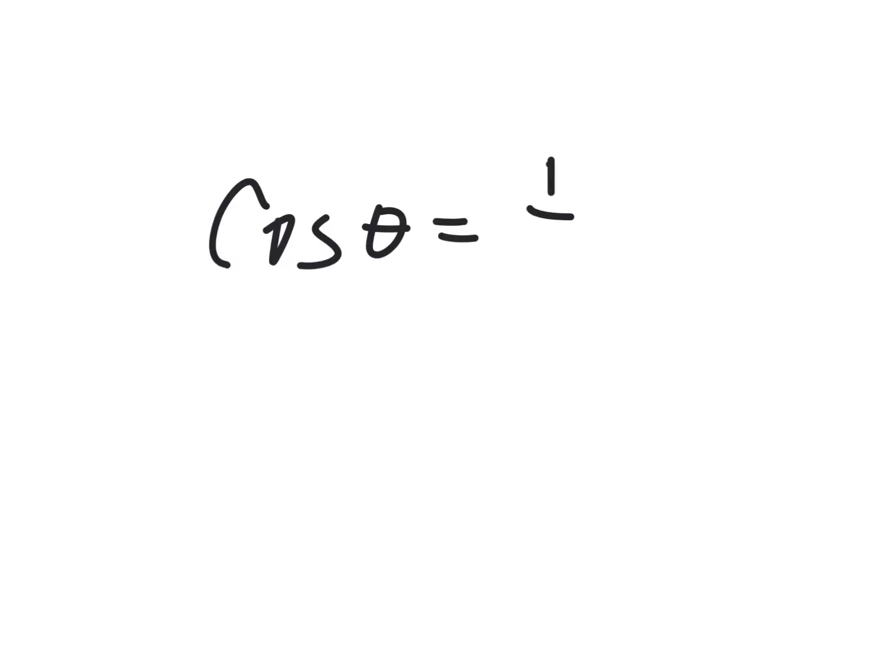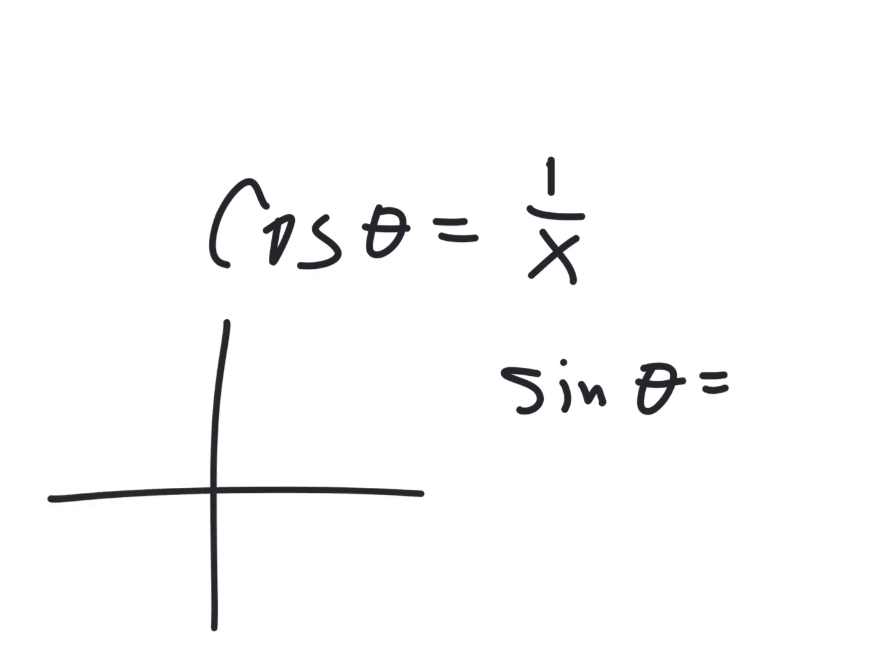All right, so let's do one just like that. I'd like you to try this one now. Cosine of some angle is equal to 1 over x. Figure out the sine of that angle. Always do these in quadrant 1.